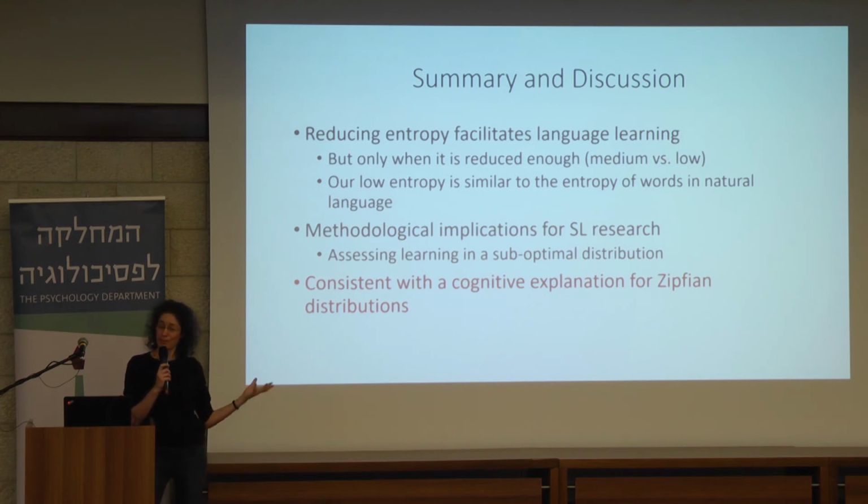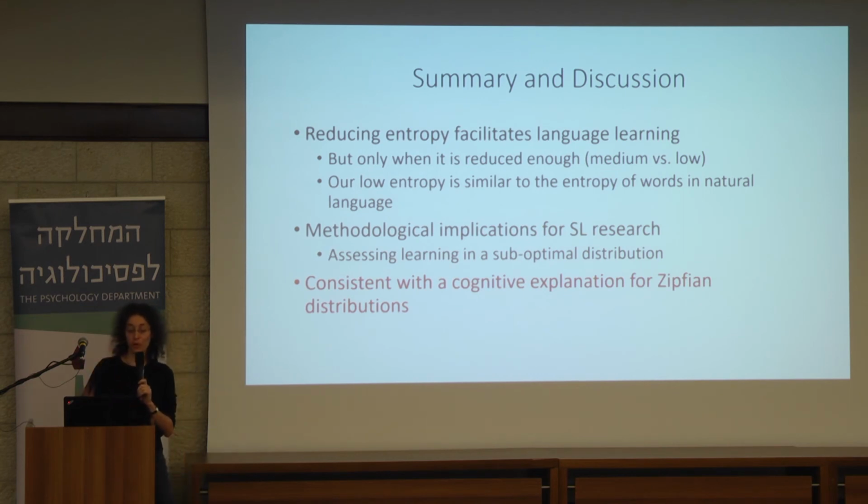This has methodological implications for statistical learning research by suggesting that we're actually probably hugely underestimating learning because we're assessing it in suboptimal conditions, conditions which have the maximal entropy. And it's consistent, not proving, but it's consistent with a cognitive explanation for Zipfian distributions. And this is the link that we're working on right now.